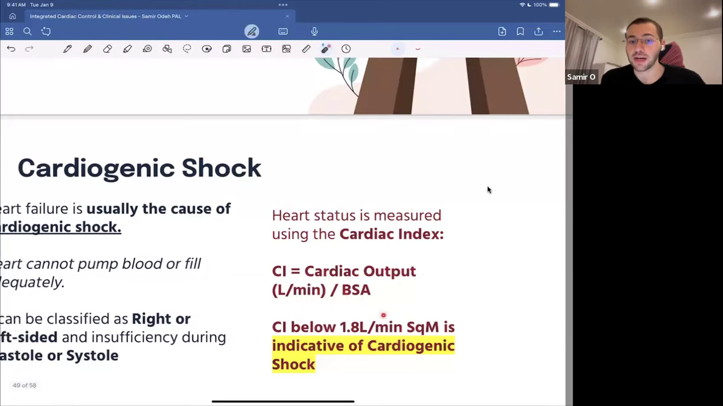BSA stands for body surface area. This is calculated essentially through a method called the rule of nine. You don't need to know this. They'll give you a number if they want you to calculate it. But just be aware of what it means. It means your entire body on a 2D surface. That's the only way I can explain it. And then cardiac output, you all know what cardiac output is.